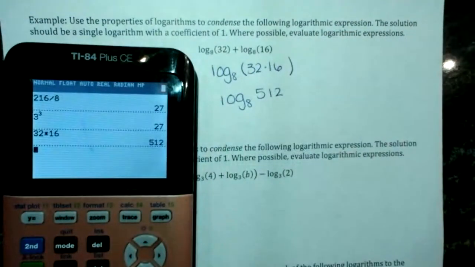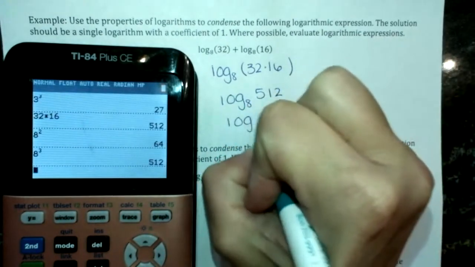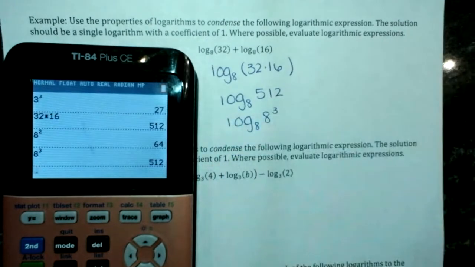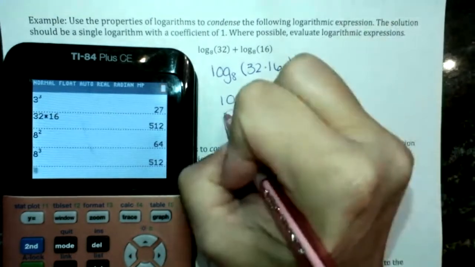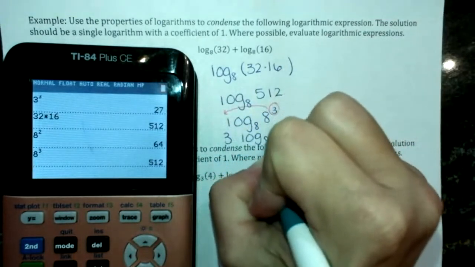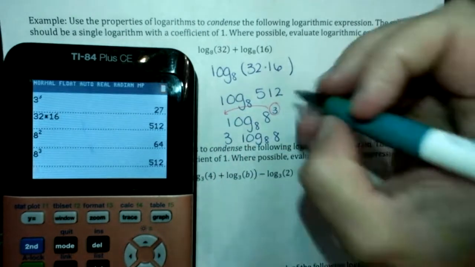Let's see if I could write it using the same base. We know 8 squared is 64. 8 cubed is 512. Log base 8 of 512, which we know is 8 cubed. Logs will bring this exponent down out front. So 3 times log base 8 of 8. We know log base 8 of 8 is just 1.